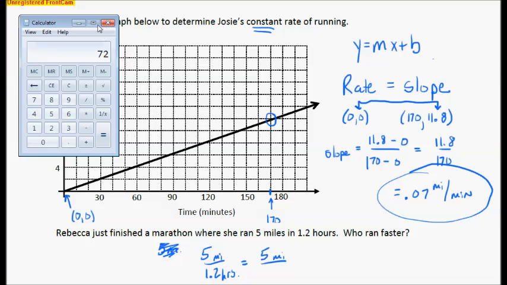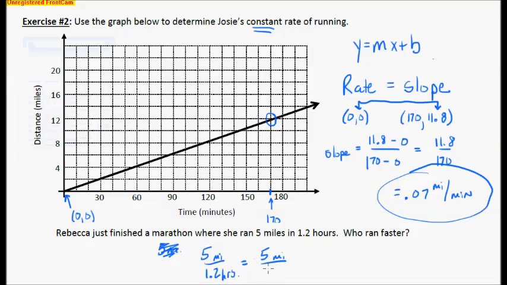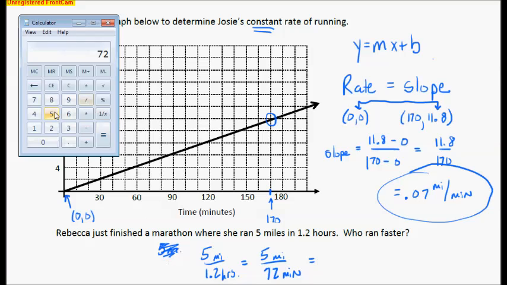So I'm going to put down 72 minutes. She ran 5 miles in 72 minutes. Now I'm going to do the same thing I did up here. This would be the slope if we made a line with how fast Rebecca ran, just like this up here was the slope of this line. I'm going to divide the two. I'm going to take 5 and divide by 72, and I get 0.069 again.